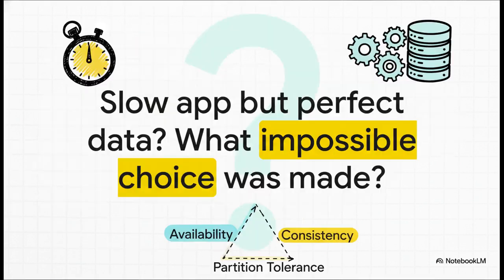So I want to leave you with this final thought. The next time you're using an app and it feels just a little bit sluggish, but the information it shows you is perfectly correct and up to date, just remember the CAP theorem. Ask yourself, what impossible choice did an engineer just make for me? And the answer is they almost certainly sacrificed a little bit of that instant speed, that availability, to guarantee that the data was perfect, the consistency. It's a completely invisible trade-off, but it's one that's being made for you every single second you're online.